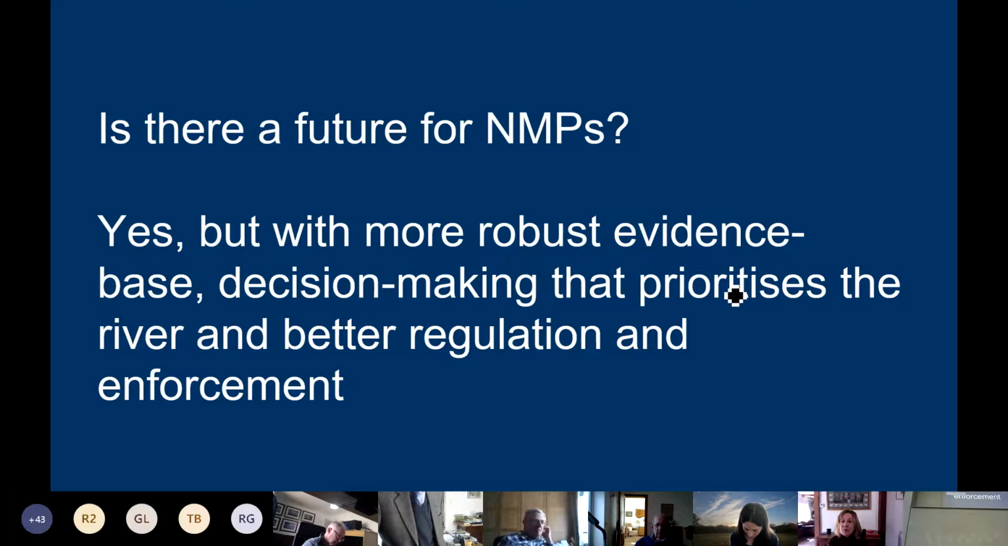Next slide, please. So in the hope of sounding slightly more optimistic, I would ask if there's a future for nutrient management plans. And I think that yes, there probably is. They provide a useful way of bringing the relevant organisations, the relevant data and the relevant measures together. But they have really got to have decisions that are based on much better information, that actually prioritise the river and the need to restore it to good condition. And we also need stronger regulation, and crucially, we need enforcement of the regulation that we already have. Thank you very much.